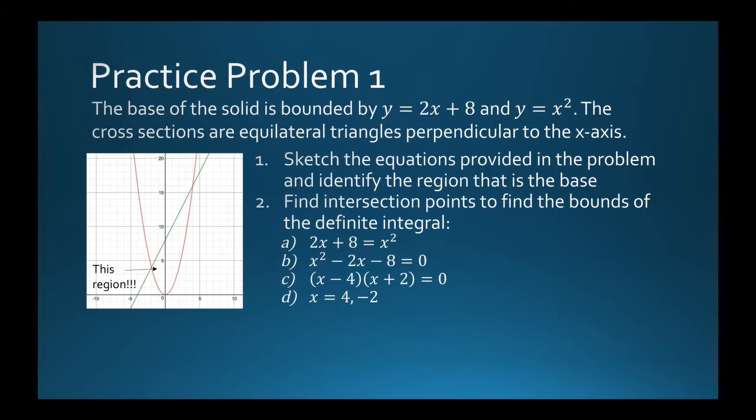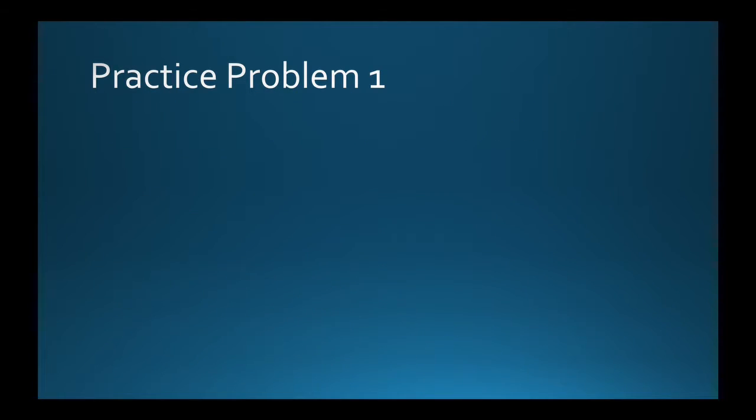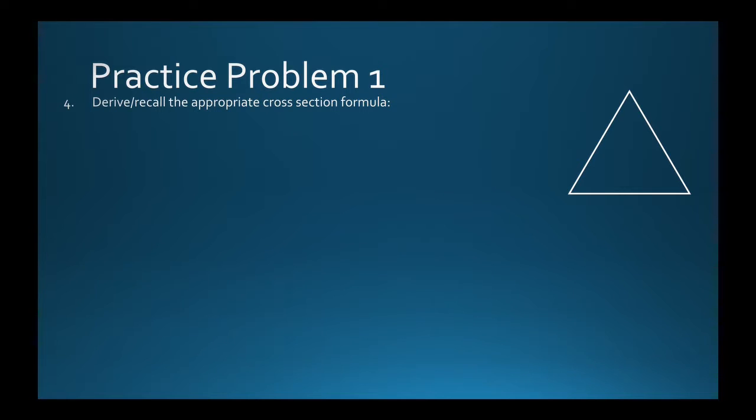So now that we have the bounds, we can determine the length of the base by doing the outer minus inner equations, or the equation that's further from the x-axis minus the equation that's closer to the x-axis. So we get that s, which is the length of the base, is equal to 2x plus 8 minus x squared. Now we'll get the appropriate cross-section formula.